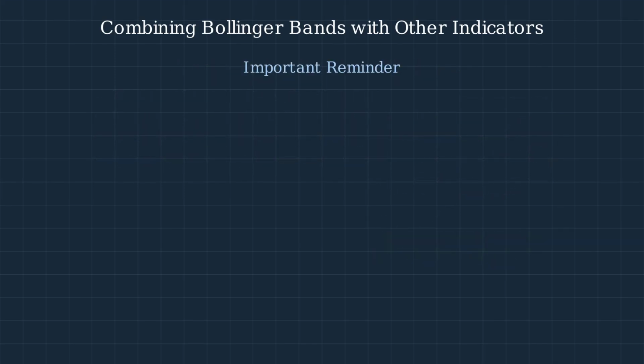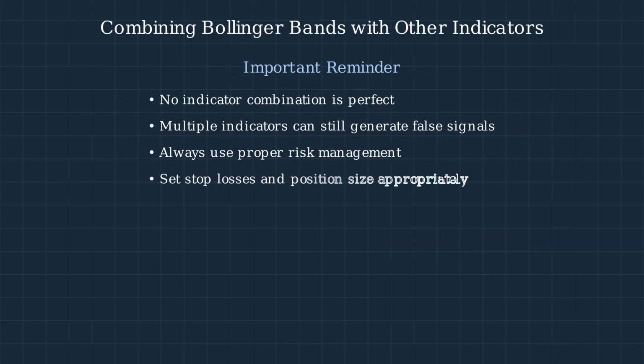While these combinations significantly improve trading decisions, it's crucial to remember that no indicator or combination is perfect. Even multiple indicators working together can generate false signals. Always implement proper risk management by setting appropriate stop losses and sizing your positions conservatively. Effective trading requires both technical analysis and disciplined risk management.